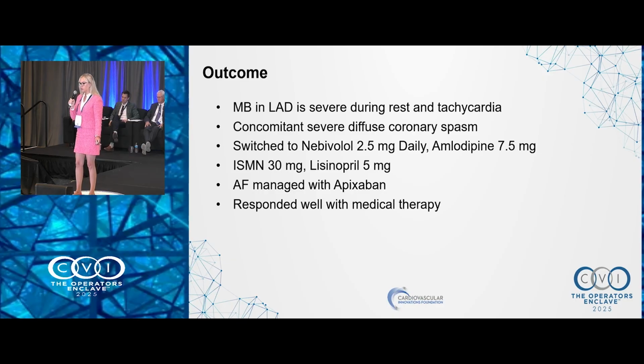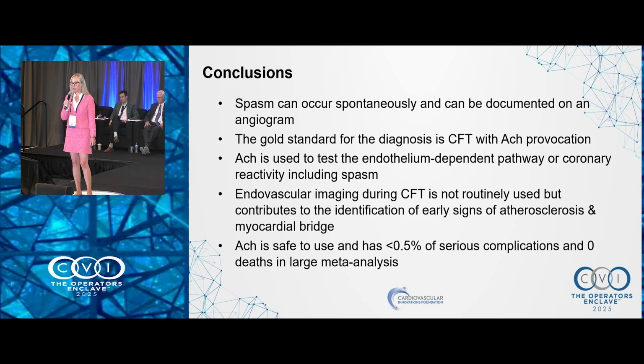Also a note that microvascular dysfunction, coronary vasospasm and bridges could coexist, so it's always important to do a full comprehensive analysis of these patients. So in conclusion, spasm can occur spontaneously and can be documented on an angiogram. The gold standard is coronary function testing with acetylcholine provocation. Endovascular imaging is a very important part of the evaluation of these patients to detect atherosclerosis or myocardial bridge. And acetylcholine tests the endothelial-dependent pathway. It is safe, and don't be afraid to use it in your cath lab. Thank you.